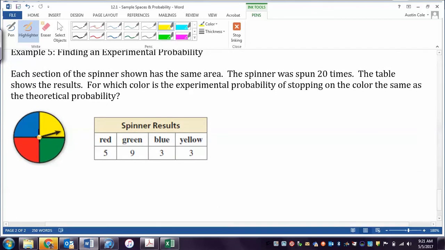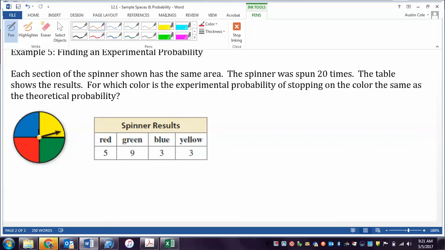You guys, I forgot to attach the table in the picture. So whether you want to draw this in there to help understand it, or you can just watch up here. It says each section of the spinner shown has the same area. So same area of yellow, blue, red, and green. The spinner is spun 20 times. The table shows the results. So 5 landed on red, 9 on green, 3 on blue, 3 on yellow.